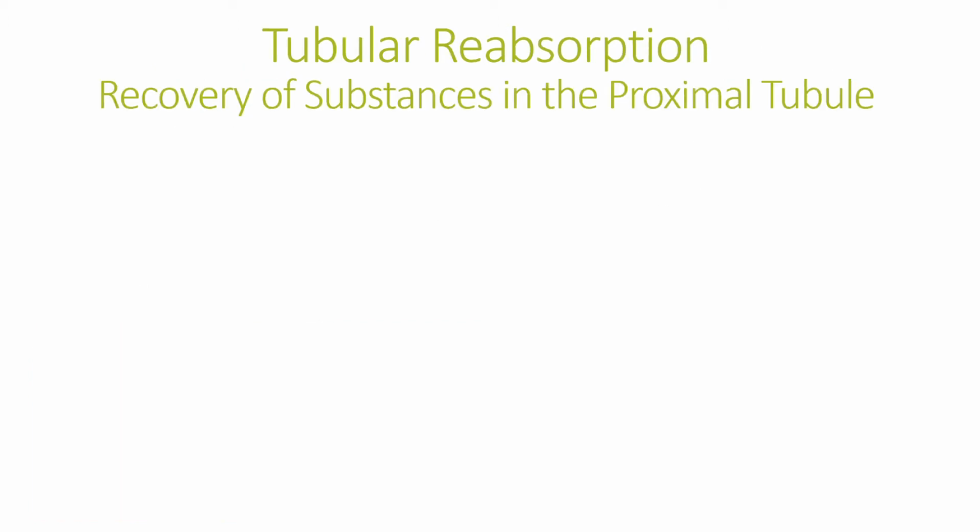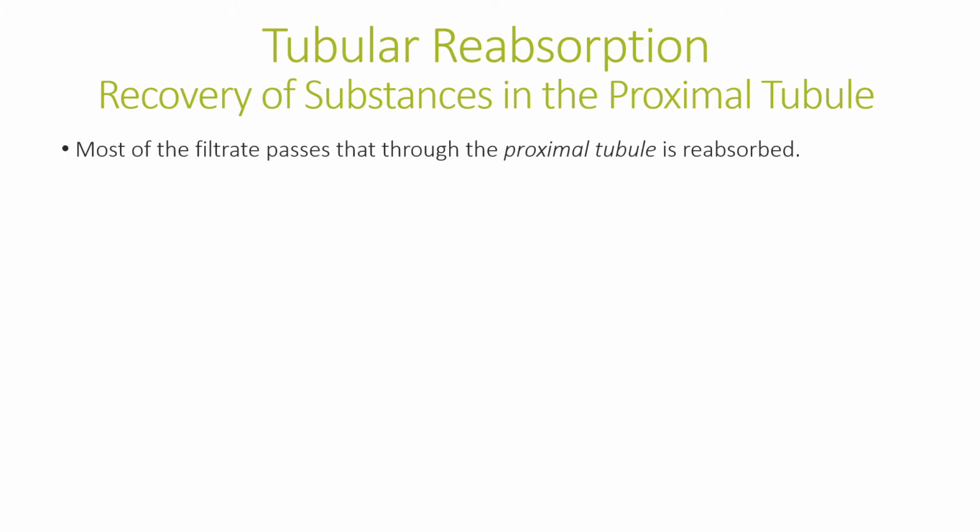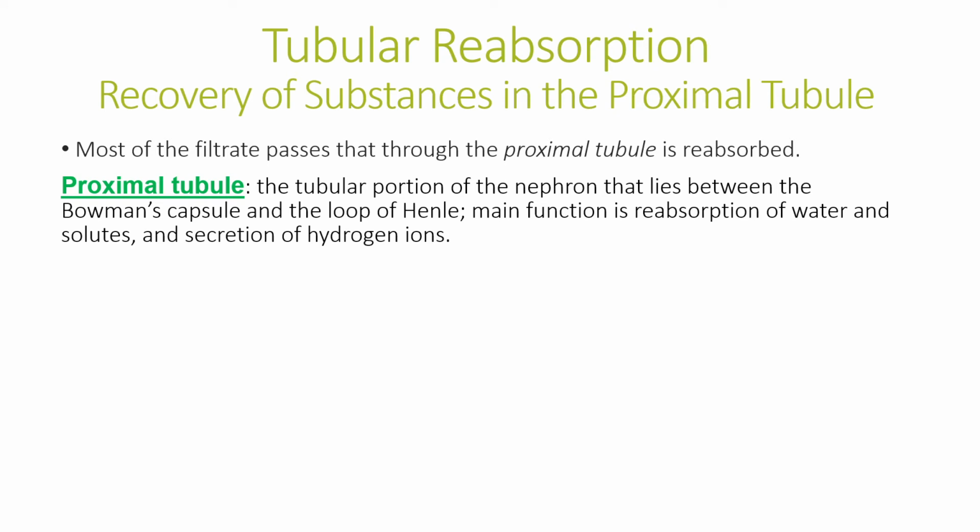For tubular reabsorption, about 65% of the filtrate that passes through the entire length of the proximal tubule is reabsorbed and returned to the body. The proximal tubule is a tubular portion of the nephron that lies between the Bowman's capsule and the loop of Henle. Its main function is reabsorption of water and solutes and secretion of hydrogen ions.